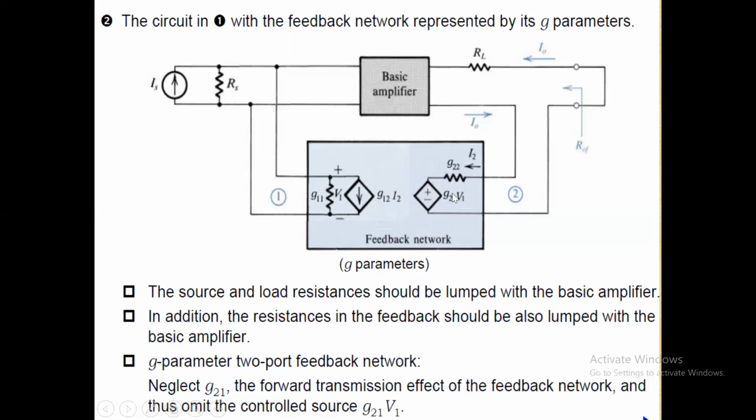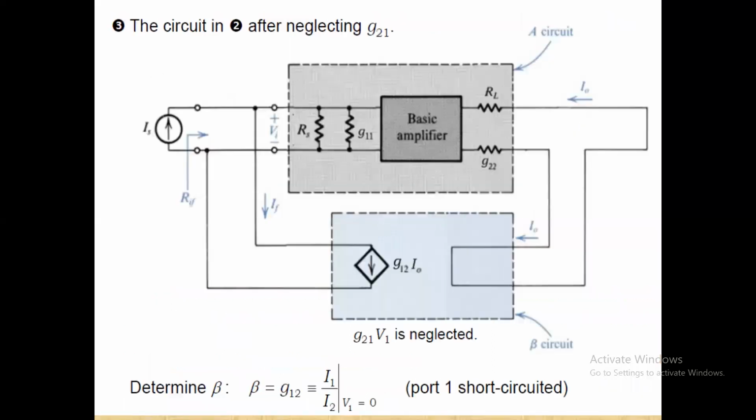Now this G21 has G21 V1 again. G21 does not have any unit because this is a voltage source. We are multiplying it by voltage. Generally we neglect G21, and these resistors are lumped onto the two sides there. So only this we will consider in the next figure. So we are lumping G11 here and G22 here, and G21 is neglected. G12 is what is considered here. So the value of beta equal to G12 will be equal to I1 by I2 when V1 is equal to 0.